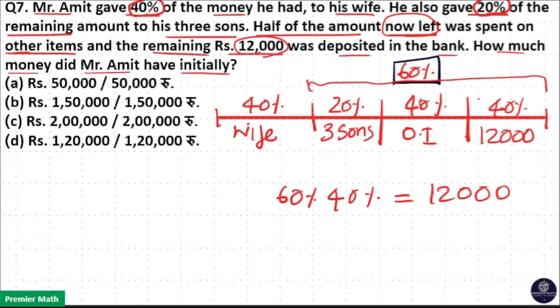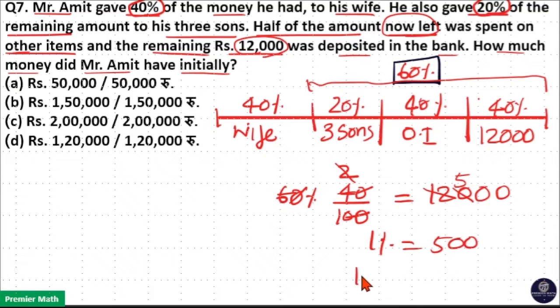Here I will write 40% as 40 by 100. Now 0, 0 cancel. 6 into 4, 24. So 12 goes 2 times in 24. Now 2 goes 5 times in 10. Now 1% is 500, means 100% is 500 into 100, that is the initial amount of money he had, which is equal to 50,000. So option A is your answer.